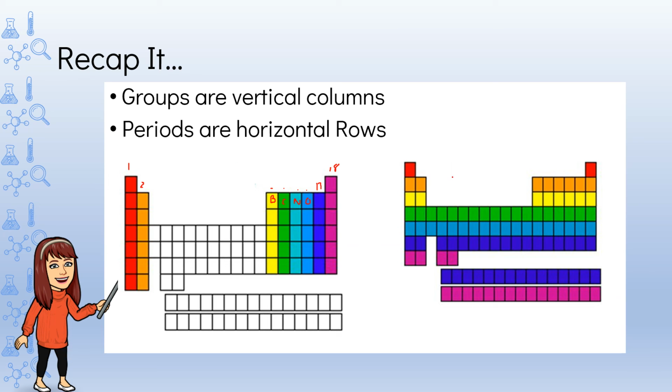And then periods are the horizontal rows. They go across this way. We have fewer rows than we do columns. And remember, if the elements are in the same column, they react similarly. If they're in the same row, they're a similar size.